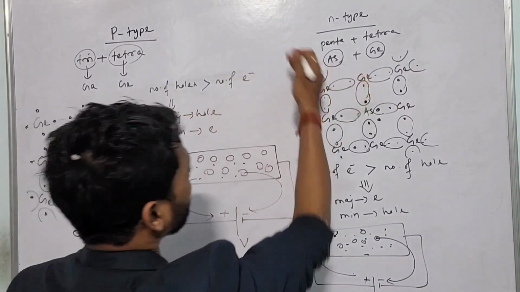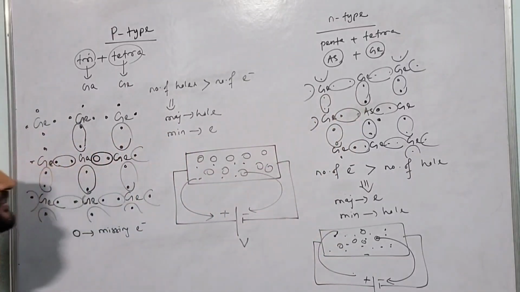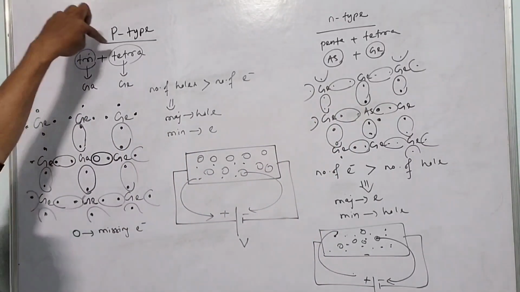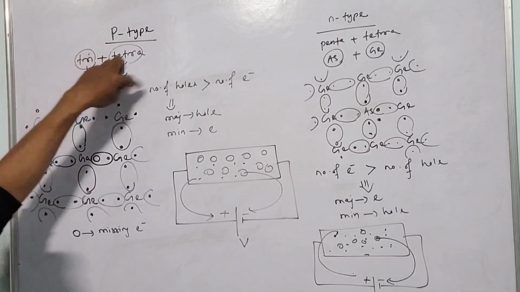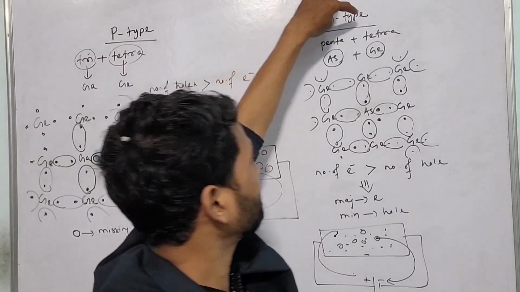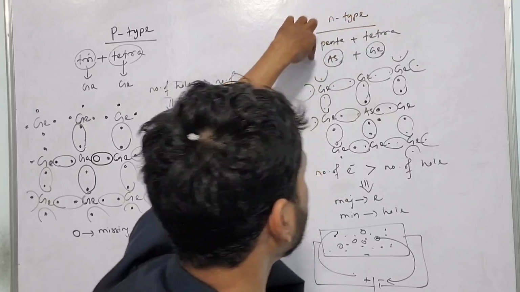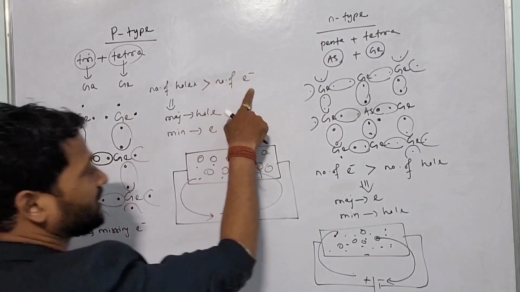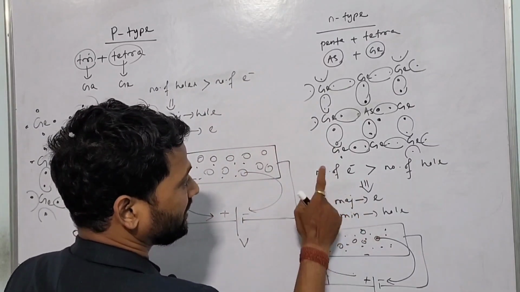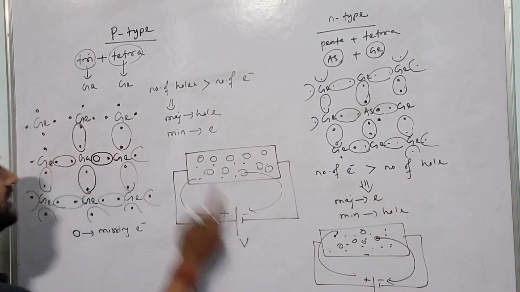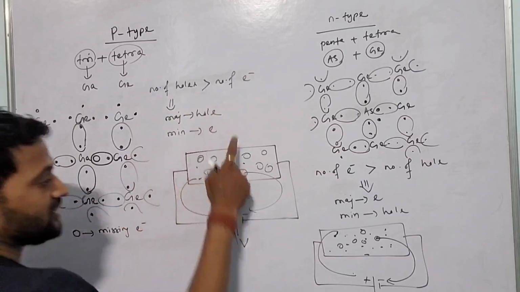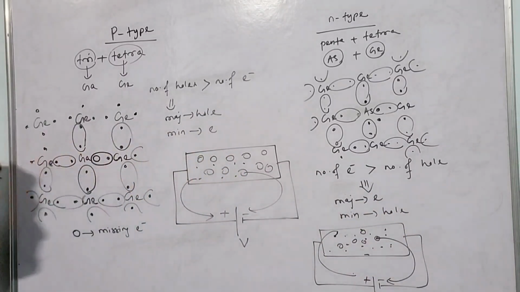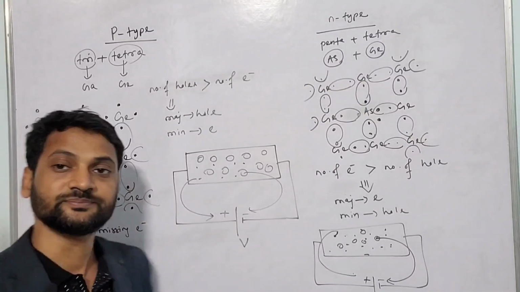I think that is the basic comparison between p-type and n-type semiconductor. It's very simple. In p-type semiconductor, a trivalent atom is doped with a tetravalent atom, for example gallium and germanium. In n-type semiconductor, a pentavalent atom is doped with a tetravalent atom, for example arsenic and germanium. Here the number of holes will be more than the number of electrons. Here the number of electrons will be more than the number of holes. Majority charge carrier hole, minority charge carrier electron; majority charge carrier electron, minority charge carrier hole. I hope it is clear.